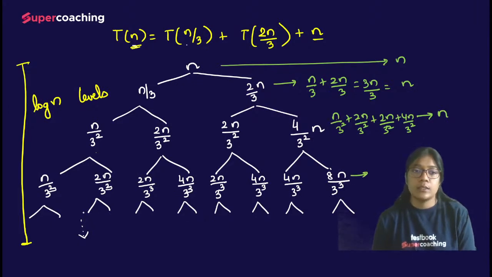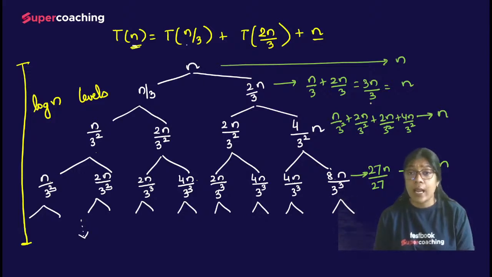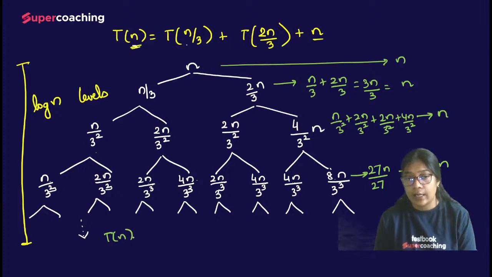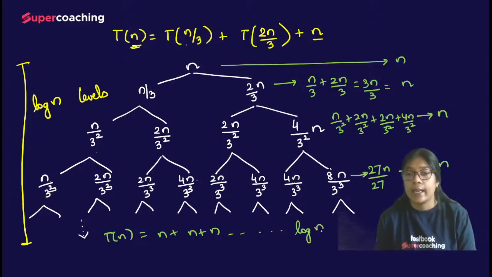Here it is 3 cube, that is 27. In the denominator we have 27. 1 3 5 9. 9 and 6 is 15. 15 and 19 plus 8 is 27. It comes out to be 27n. So at each level we are getting the time required is n. तो सारे levels का sum जब लेंगे it will be n plus n plus n. How many times? Log n times.